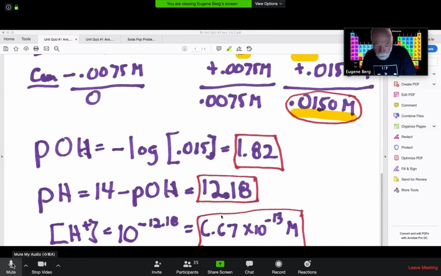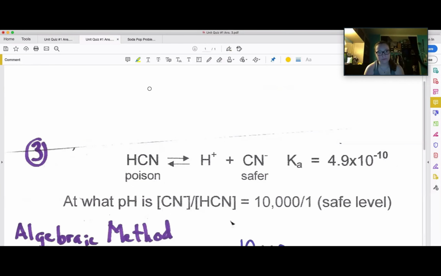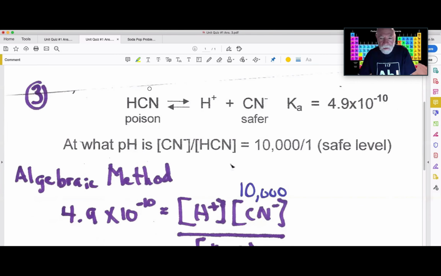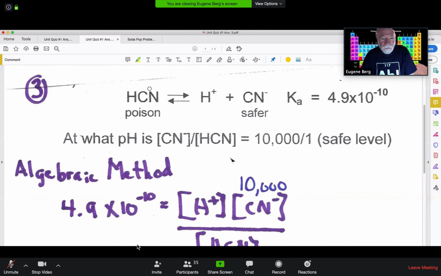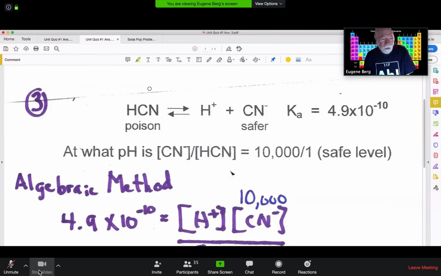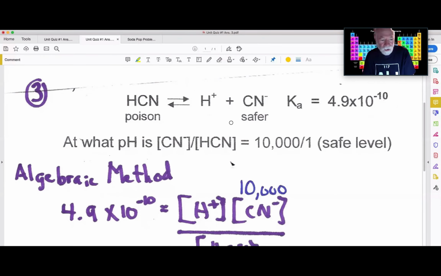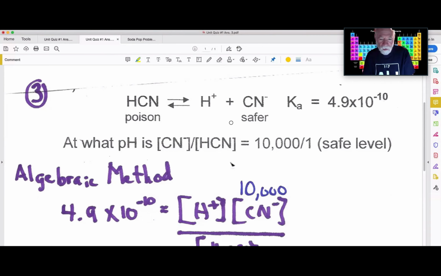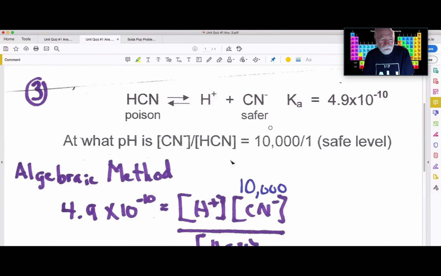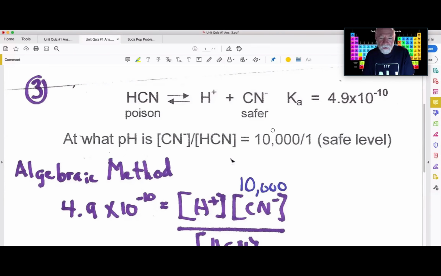Okay, so I'm now going to go on to the next. You see question number 3 on the quiz now? Yes. Okay, good. If you look at the problem, I tell you that HCN is a poison, and its conjugate base CN minus is safer. Then the question is, at what pH would the ratio of the safe to the poison be 10,000 to 1? Now, I'm going to go over two methods of doing this. One would be the algebraic method. The other would be my favorite method, the table method.